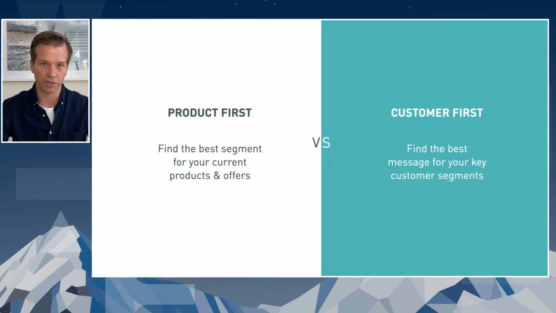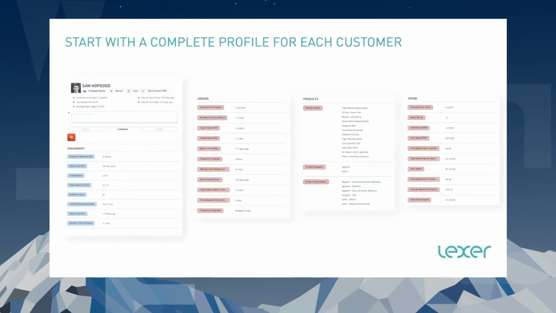Recognizing that these are two different approaches is a really good starting point when considering how to use your data. Do I have a product that I need to sell, or do I have a group of customers that I need to influence their behavior? That is really the logical starting point for finding your best audiences. Now, I would say just at the start here, in any work around your customer data and finding your best customer segments, it's really important that you have a complete profile for each customer.